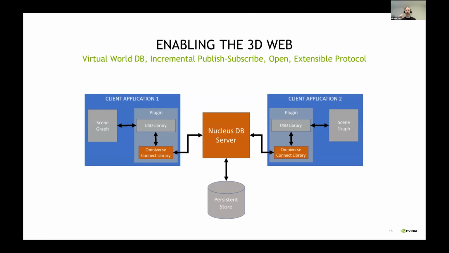How does it work? Essentially, we can take a legacy application and introduce a plugin. The plugin has a copy of the USD library. Normally when people push buttons on the application, that causes a notification. The plugin realizes that something changed. It makes the corresponding change to the USD library that has happened in the internal scene graph of the application. And then through our Omniverse Connect library, that is then published to the Nucleus server, and then from there to every other connected client application.